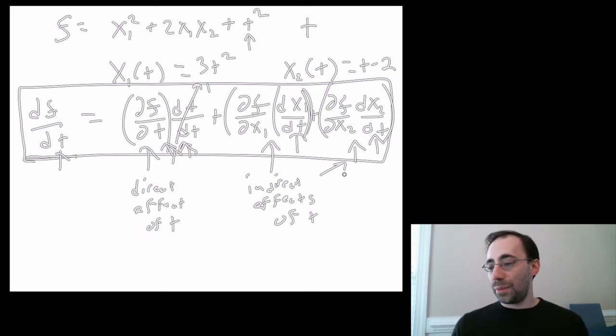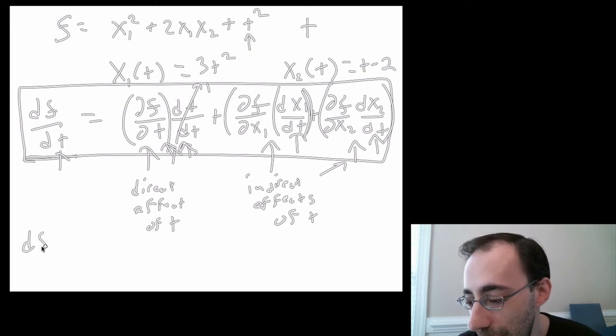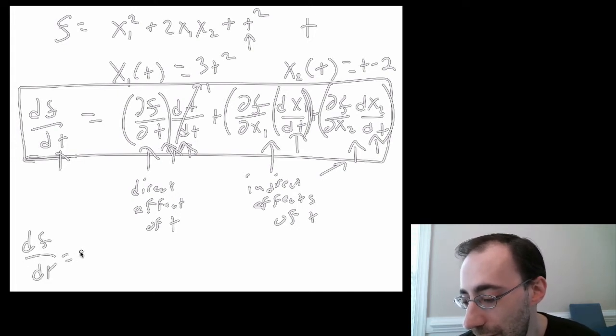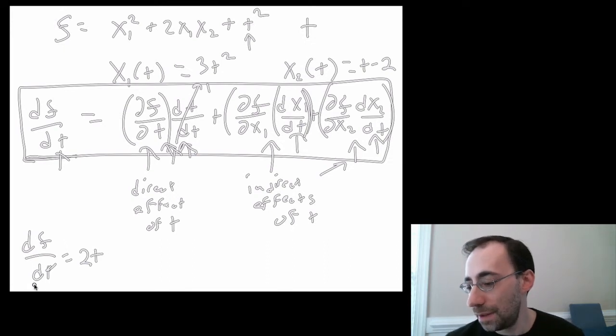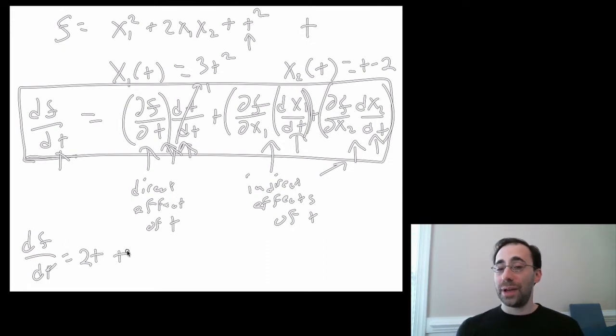So what's partial f partial t? Well, there's only one t now. There's a t squared. So the first term is going to equal 2t. Now that's not the only way t affects f. T affects f directly, but also indirectly through x1 and x2.